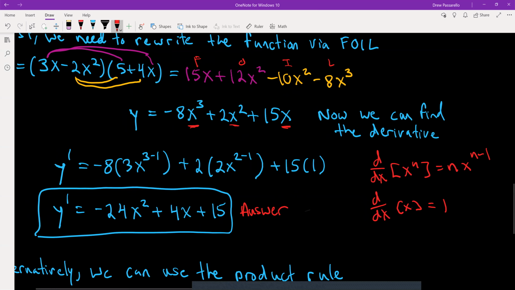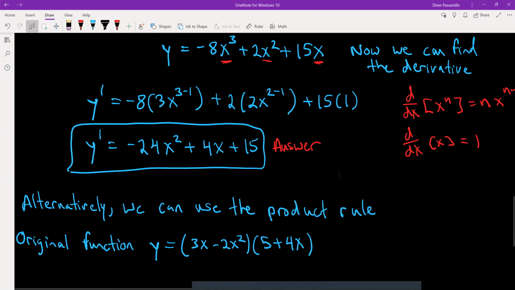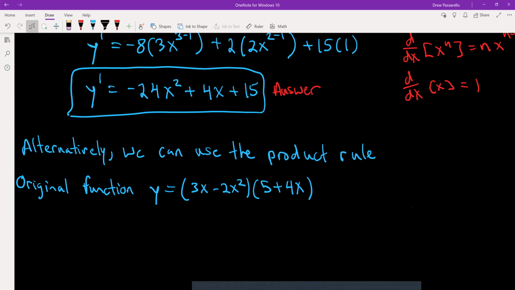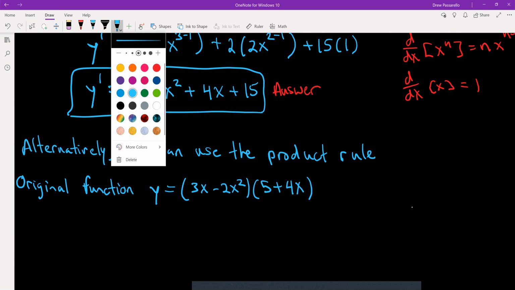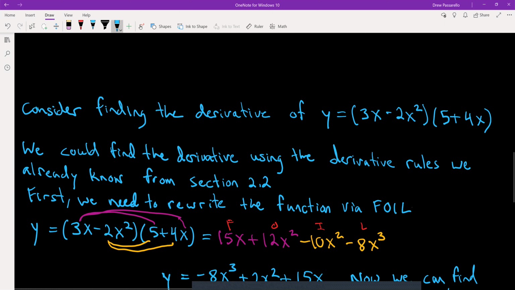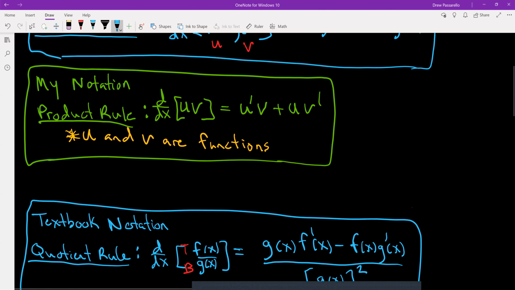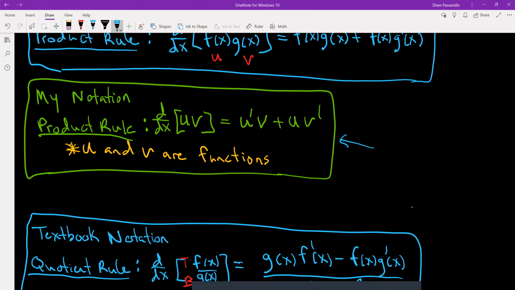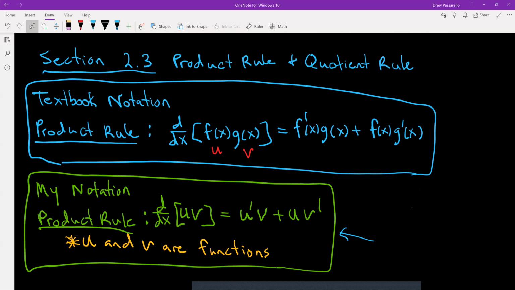Now, alternatively, we can use the product rule. So this is the original function, and I'll write down the product rule. I'm going to use the notation that I use from above versus the textbook's, and it's just using the letters u and v versus f of x and g of x.